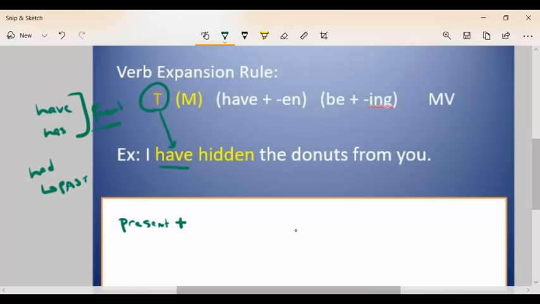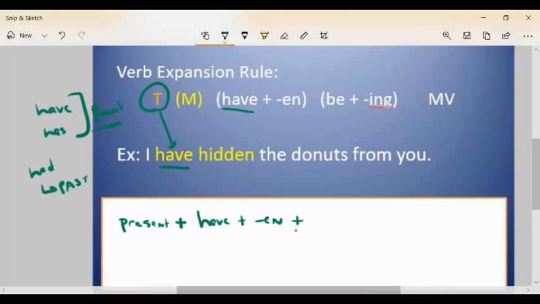So I skip that. Next thing I look for is, do I have any form of "have"? It doesn't matter if I have the word "have" or "has" or "had." If I have any of those 3, I get to write in "have" plus "en." So here I'm going to write the word "have plus en," plus sign, making like a little mathematical equation.